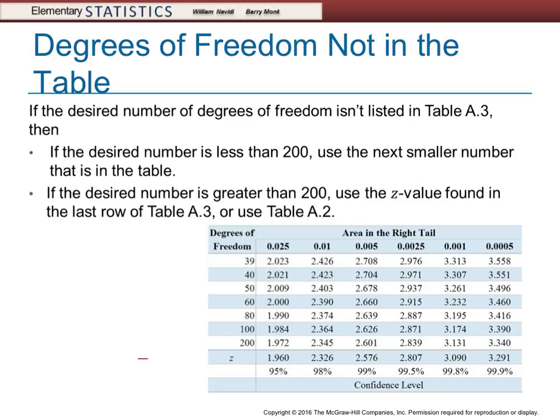As you can see here, the last row of the table actually shows the confidence level for those that would be found under the standard normal curve.